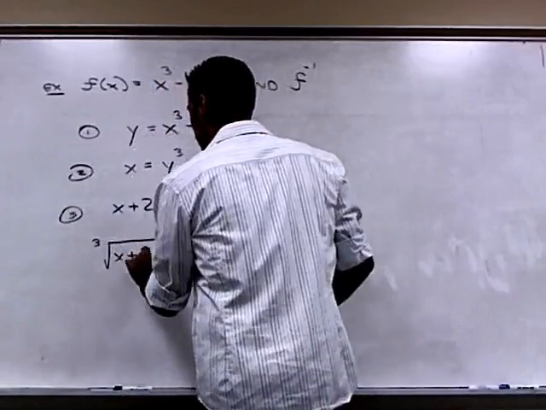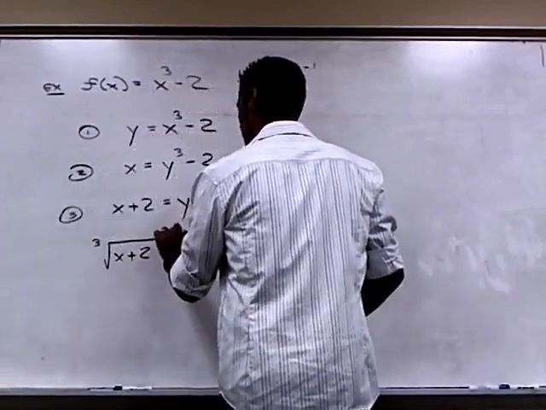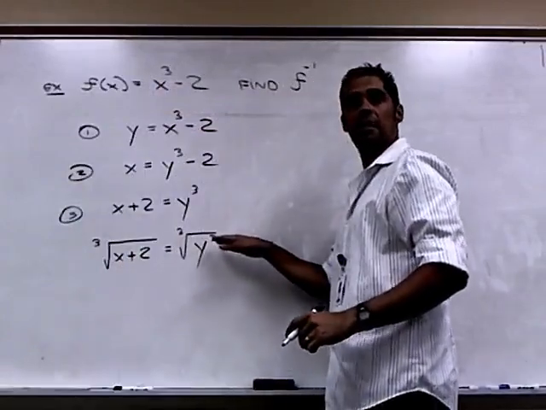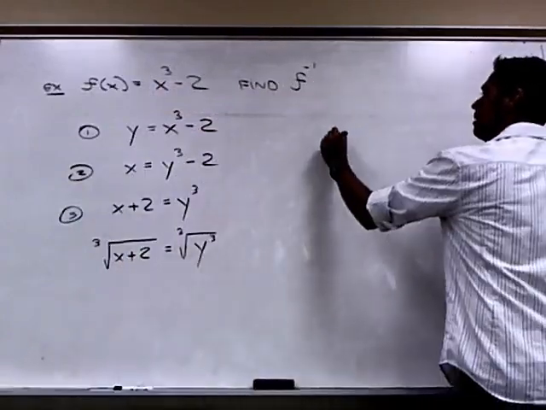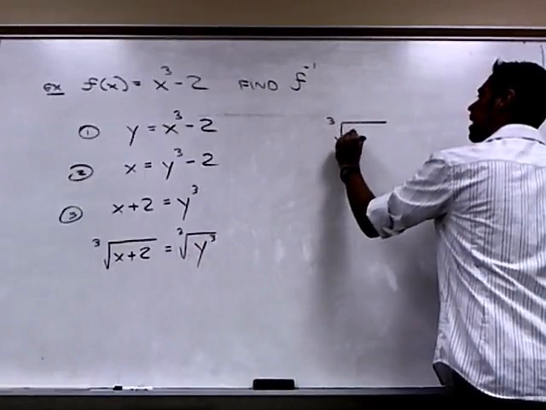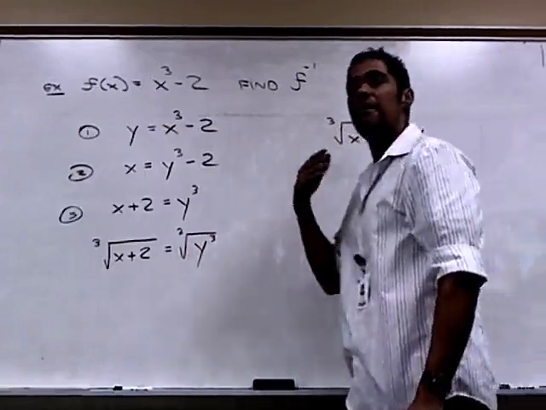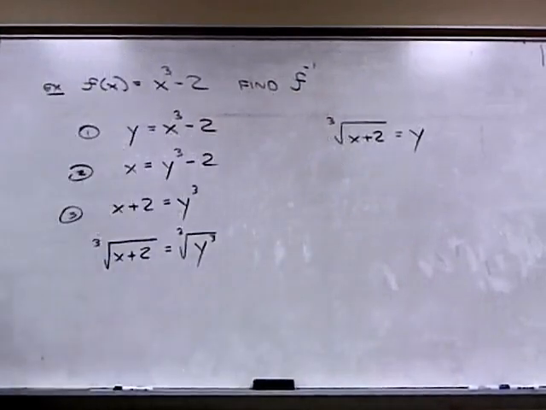When you take the cube root of something that's being cubed, they kill each other off, right? That's the whole reason. So this becomes cube root of x plus 2 equals y. Now, with cube root, do I have to do plus or minus? No. You only do plus or minus on what?